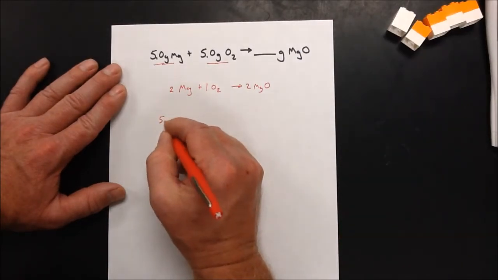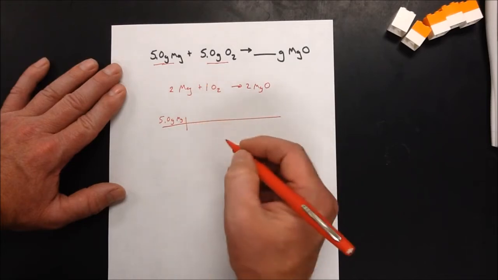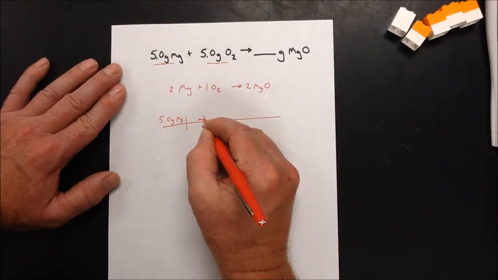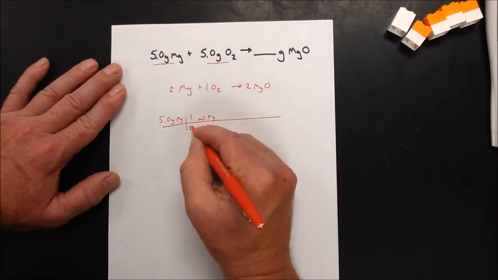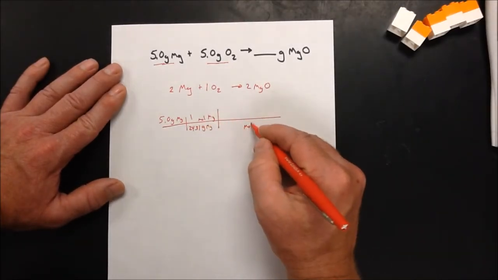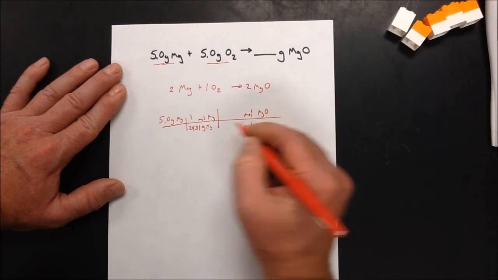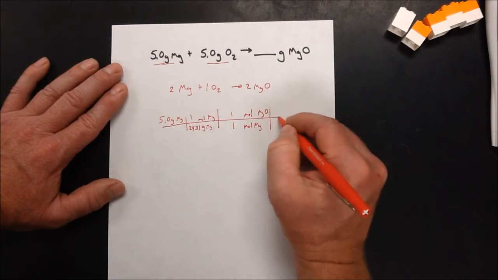So I'm going to start with 5.0 grams of magnesium. I want to see how many grams of product that I'm going to get. Grams of magnesium, I'm going to go to moles of magnesium using the molar mass on the periodic table. 1 is 24.31. Then from moles of magnesium to moles of magnesium oxide, that's the 2 to 2, or I'm going to go ahead and reduce it, 1 to 1 ratio.